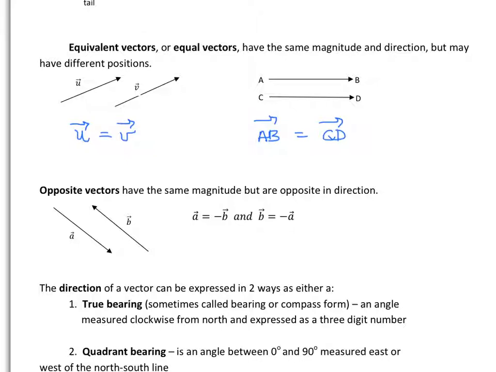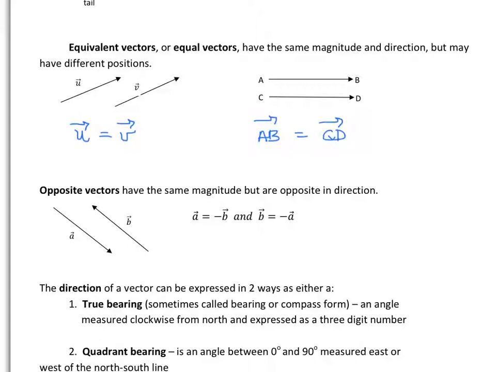Opposite vectors have the same magnitude, but they're opposite in direction. So looking here at vectors A and B, you can see that they have the same length, these directed line segments, but the head is on the opposite end, so they are opposite in direction. So then we could say that A is equal to negative B, and B is equal to negative A.